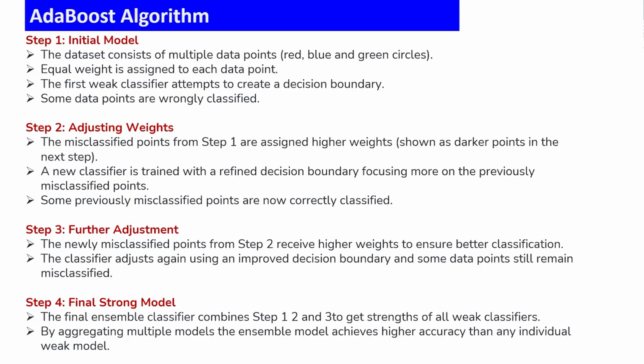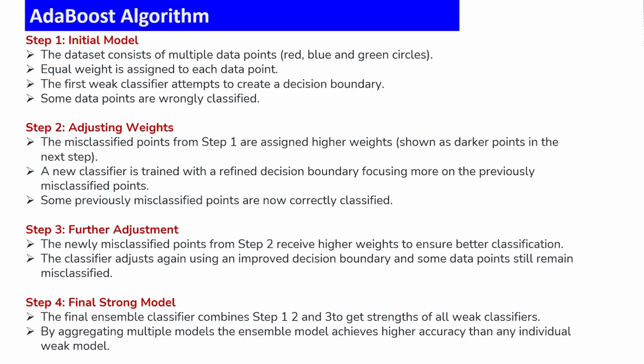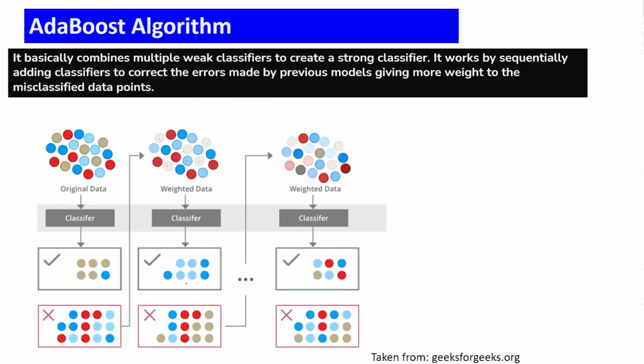In step 2, we adjust the weights. Why? Because in the first step we have made some errors, so we adjust for the error. We put higher weights on the points that were wrongly classified, shown as the dark points. You can see here we put higher weights on these green balls or circles, which are coming out wrong. The next classifier will then be trained and refine the decision boundary, so that we can have more blue balls. Can you see that?